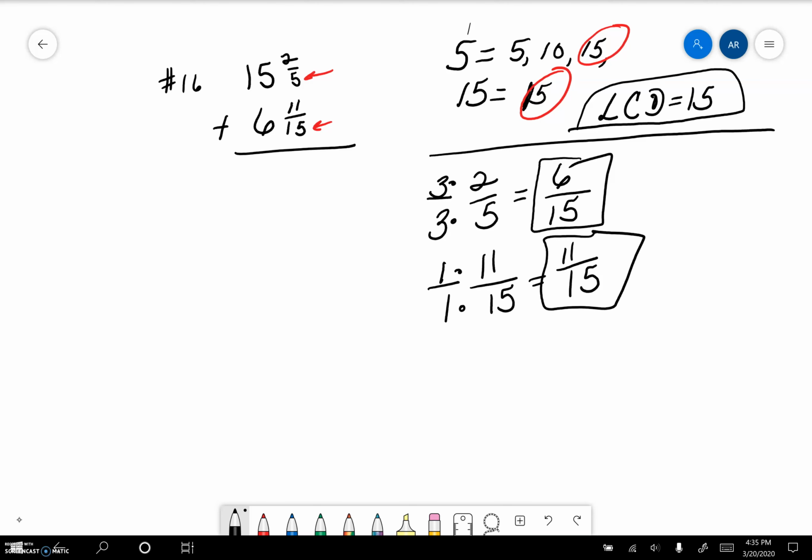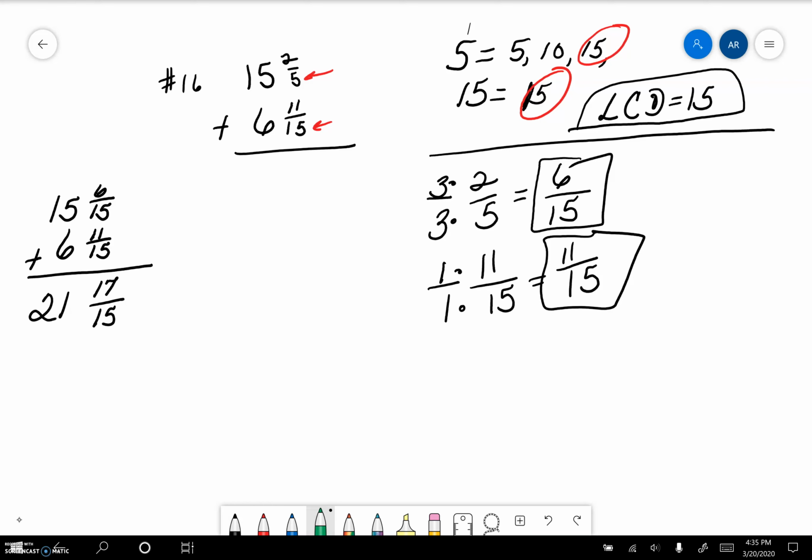So let me write it a little bit neater over here. Let's rewrite our problem as 15 and 6/15, now instead of 2/5, and 6 and 11/15 again. All right, so now we're going to add 6 plus 11 because now we have a common denominator. So that is 17/15. And if we add 15 to 6, that's 21.